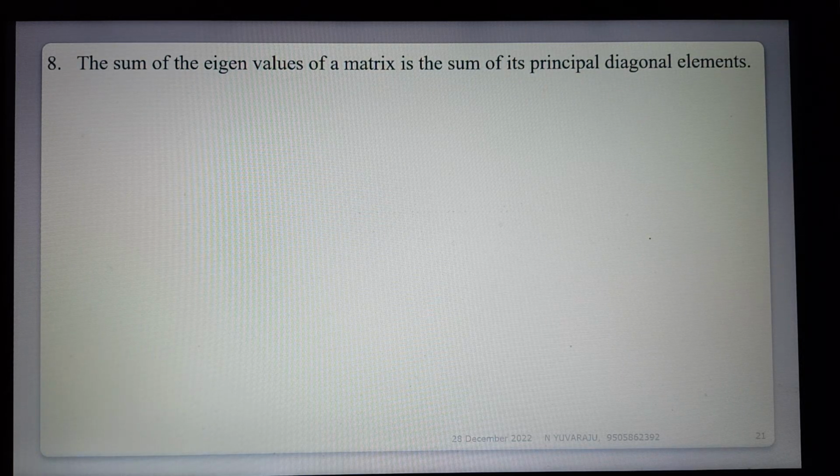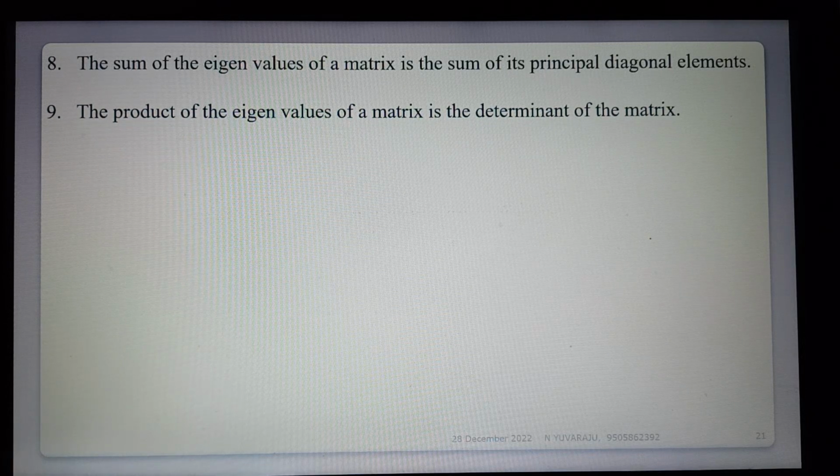So next one, the sum of the eigenvalues of a matrix is the sum of its principal diagonal elements. Without finding the eigenvalues, directly the trace of the matrix, that is the sum of the diagonal elements. Okay, this is one of the properties. Next one, the product of the eigenvalues of a matrix is the determinant of the matrix, and the product of the eigenvalues is equal to the determinant of the given matrix.